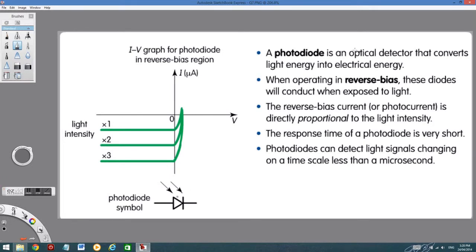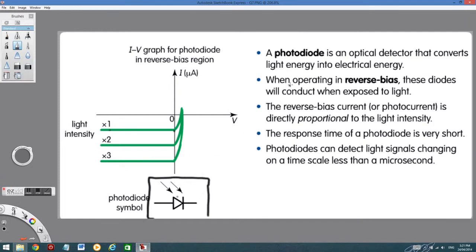Have a look, this little symbol down below is the symbol of a photodiode, and the property of the photodiode is given in a graph, something like this. As you can see, as the light intensity increases, the value of the current increases. They're all in the negative direction because that's how they design the photodiodes.